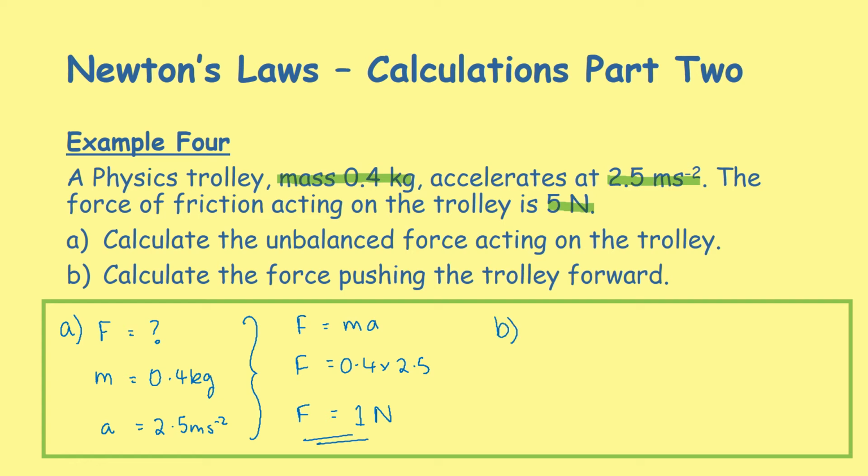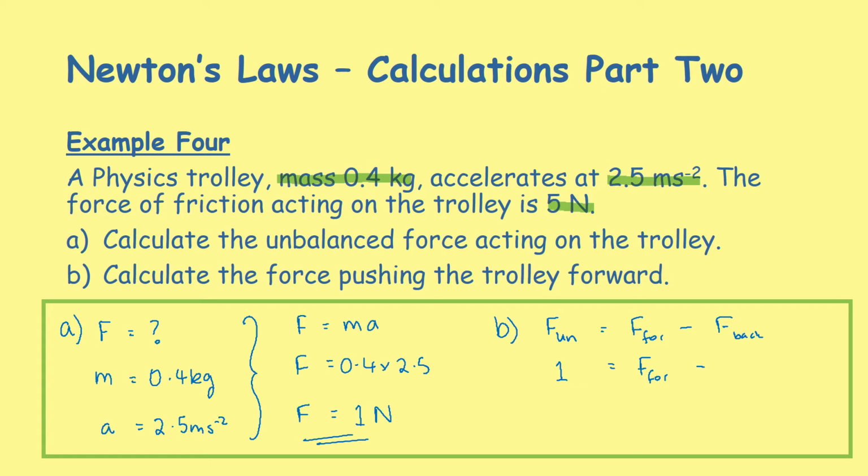For part B, we want to calculate the force pushing the trolley forwards. Similar to previous questions, we can write out that our unbalanced force equals the force forwards minus the force backwards. We've just calculated our unbalanced force, that was equal to 1. Our force forwards is the force pushing the trolley, so that's what we need to work out. And our force backwards is given in the question.